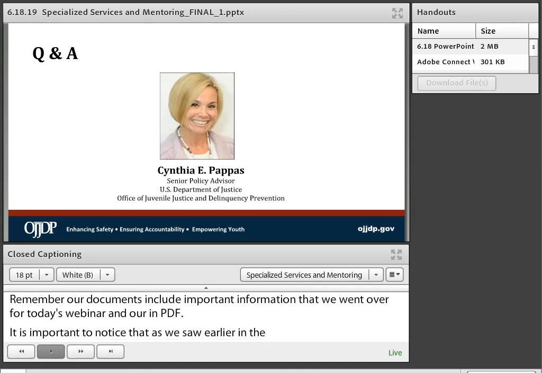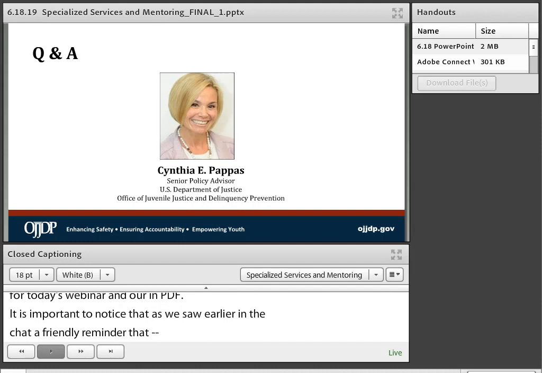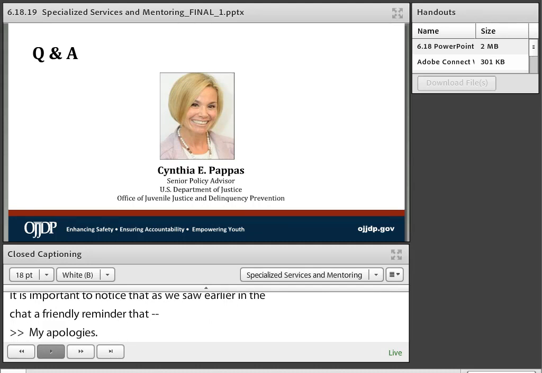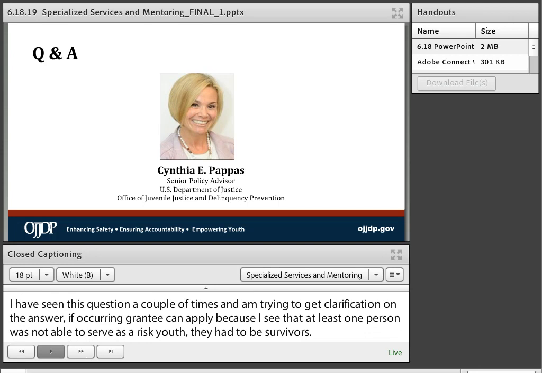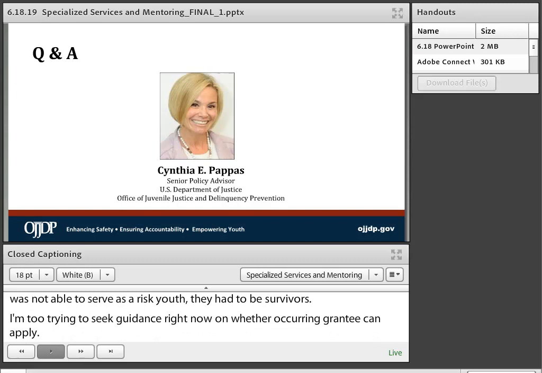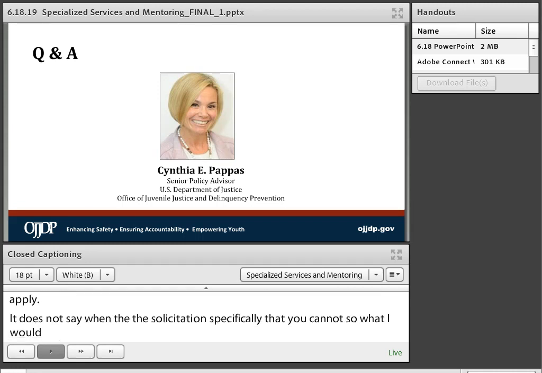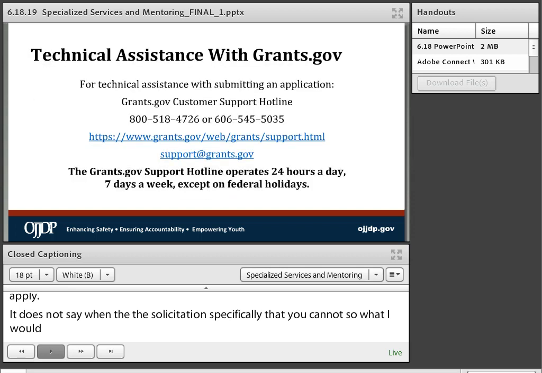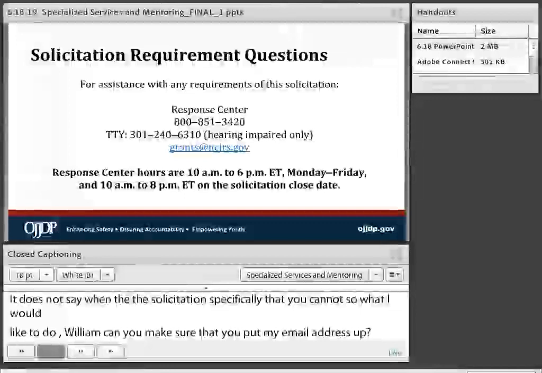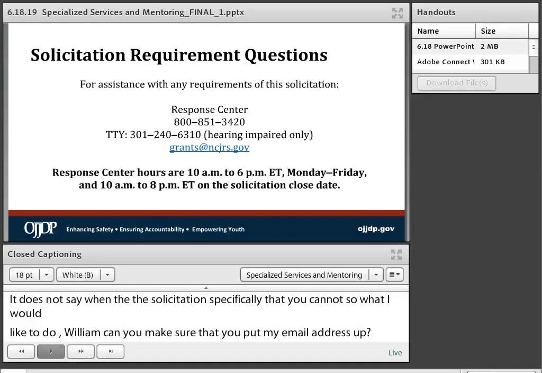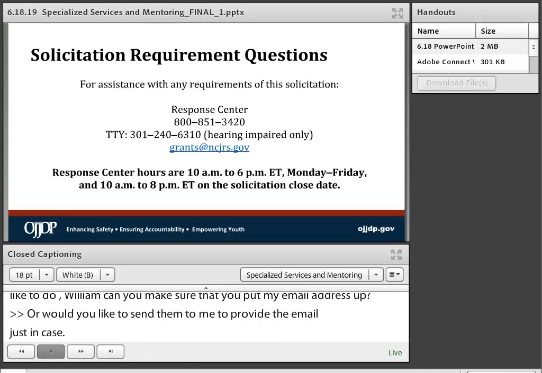My apologies, I've seen this question a couple times, and I'm trying to get clarification on the answer: if a current grantee can apply, because I see that at least one person was not able to serve at-risk youth. They had to be survivors. So I'm trying to seek guidance right now on whether a current grantee can apply. It does not say within the solicitation specifically that you cannot. So what I would like you to do... William, can you put my email address up? Or would you like, Cindy, for me to maybe provide NCJRS email just in case? Yes, I don't want to give anyone misguided information, but we don't specifically address that within the solicitation, and it's a great question. So I want to get that answer, and then we will get that back out to the field.